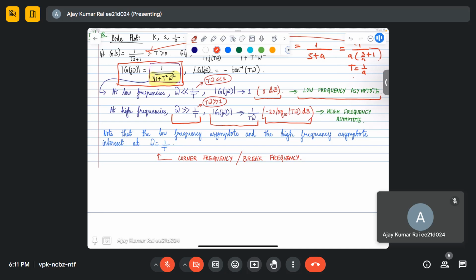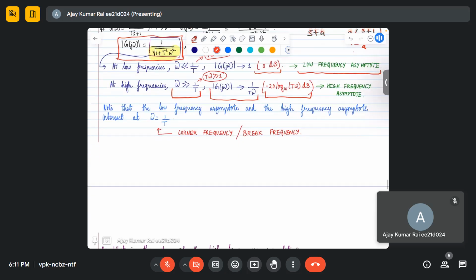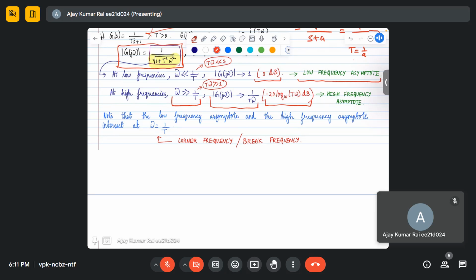Now you can see we can directly plot with respect to omega. Here also for high frequency we can find the slope, similar to what we have seen in the previous cases, the 1 by s and s cases. Same thing. And what is the corner frequency? At the corner frequency, the low frequency asymptote and the high frequency asymptote intersect.